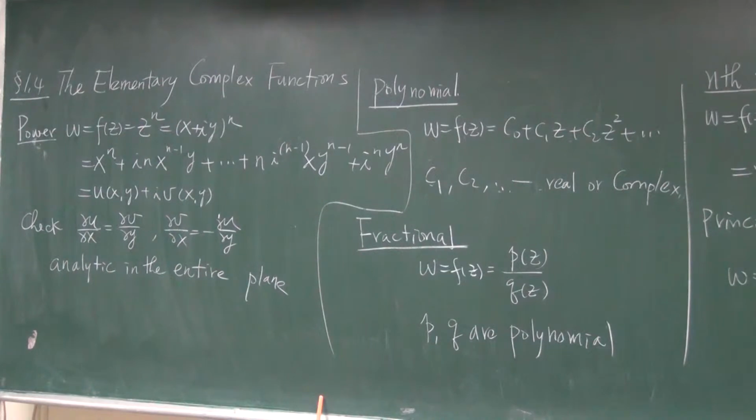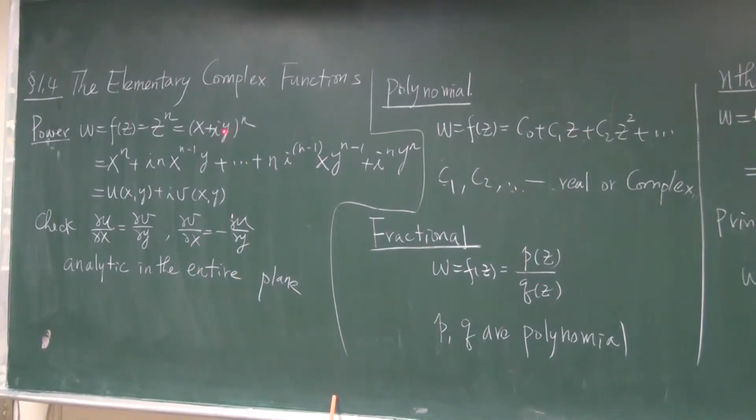In the last section, we talked about the proof of the Cauchy-Riemann equations and also the application of the Cauchy-Riemann equations, which can be applied to analyze whether a function is analytic or not. And in this section, let us have some concrete examples of analytic functions.